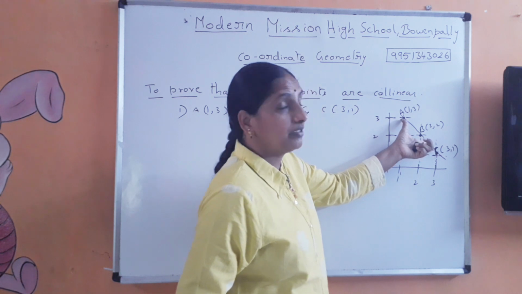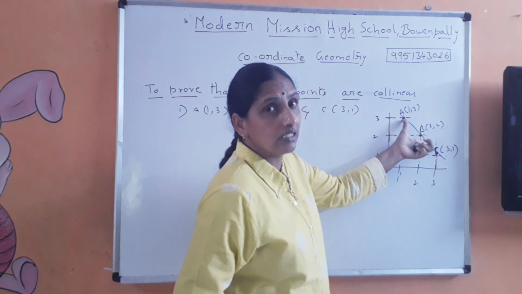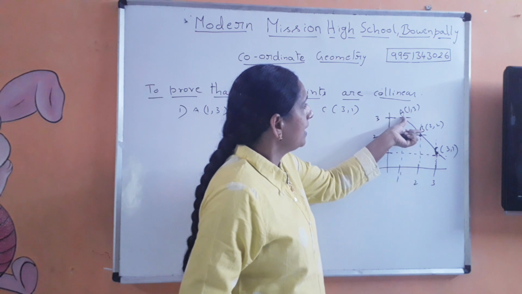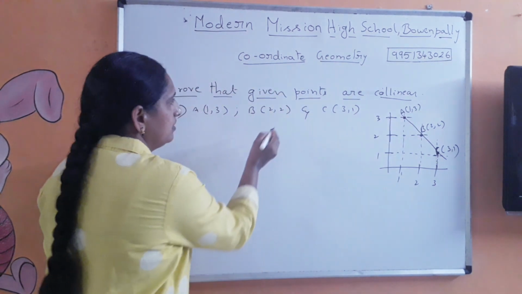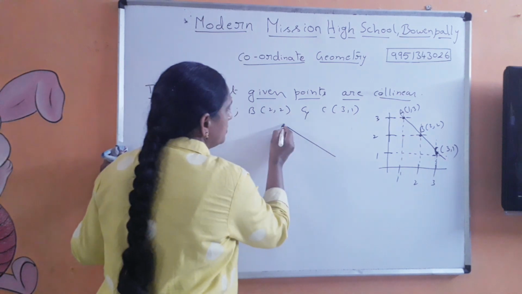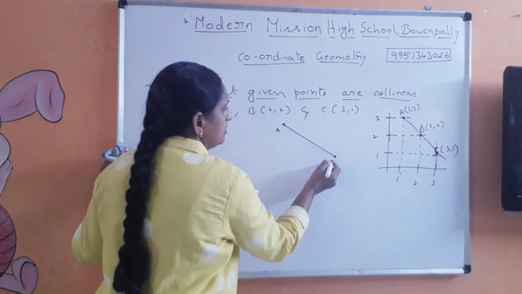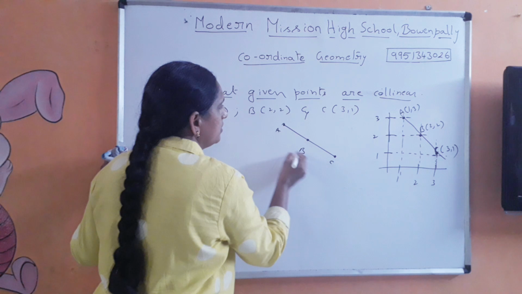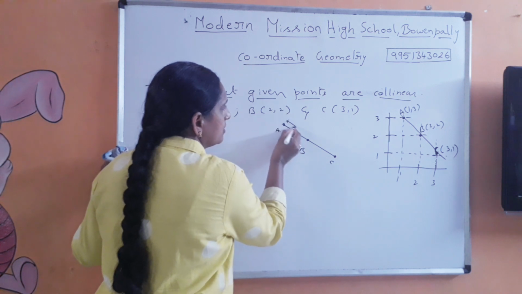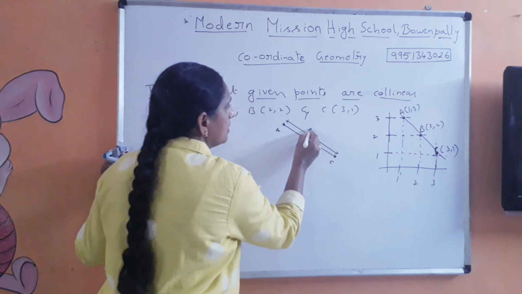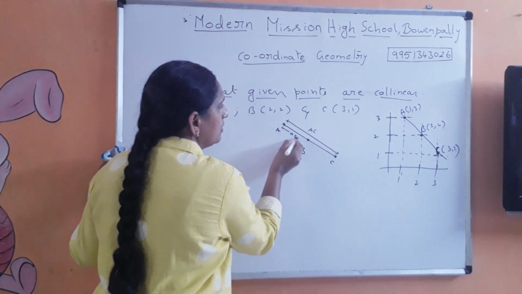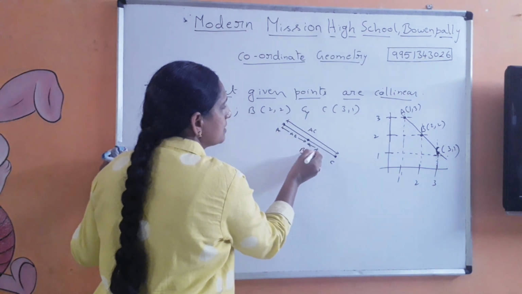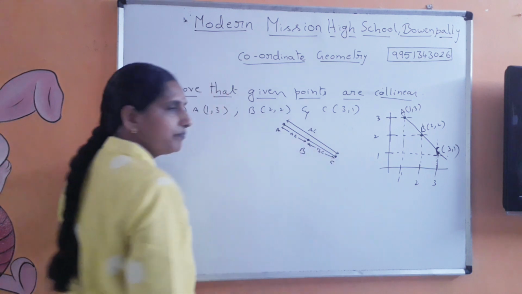AC is equal to, that means the distance between A and C is equal to AB plus BC. Right? I'll draw it here. This is how your line is. A, C, and here is B. So very clear. This AC is equal to AB plus BC, isn't it?